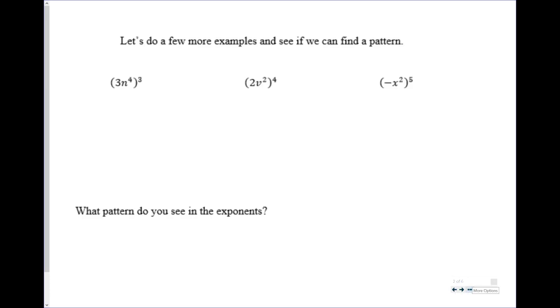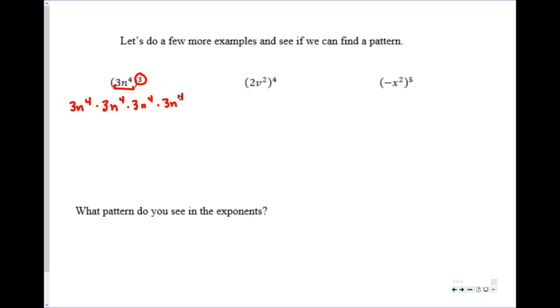Okay, so in the first example, it says 3n to the 4th raised to the 3rd power. So basically I'm saying that I've got 3n to the 4th 3 times. So I'm going to have 3n to the 4th times 3n to the 4th times 3n to the 4th times 3n to the 4th. Okay?